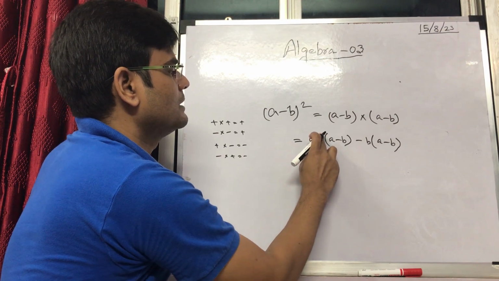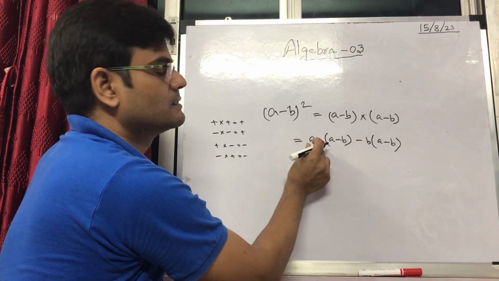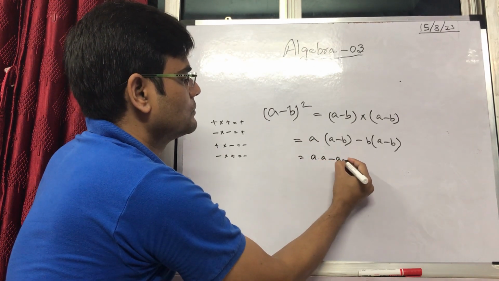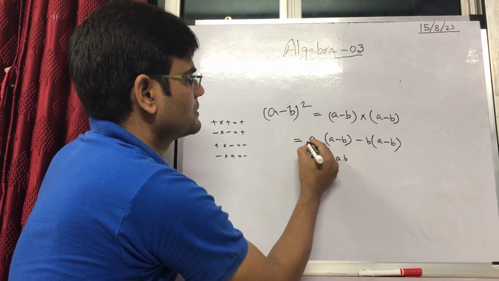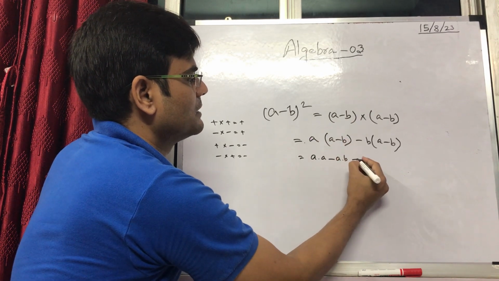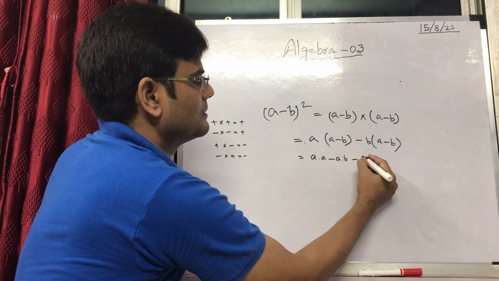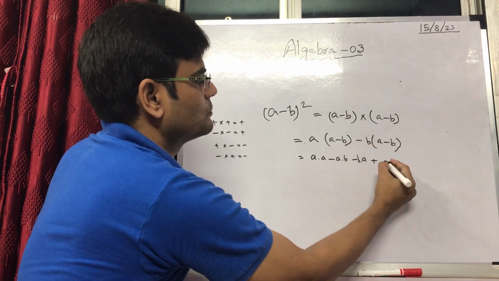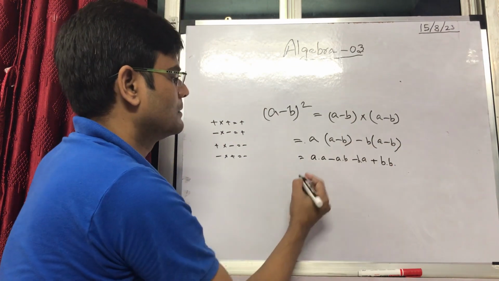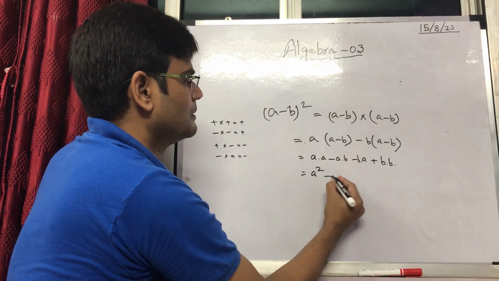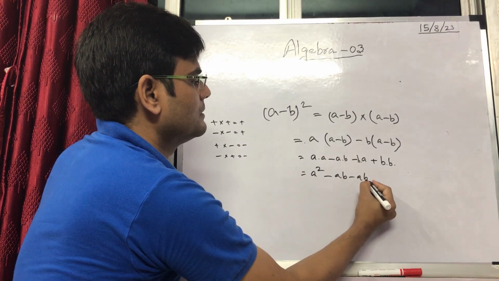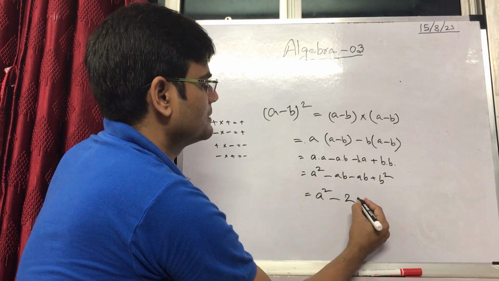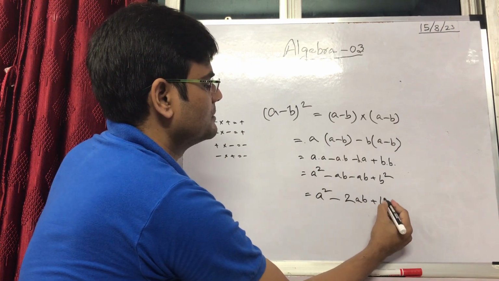Since we don't need to write the into sign, this applies. That is a into a minus a into b, because this is plus, this is minus, minus b into a, which is ab, minus b into minus b, that is plus b into b. a into a is a square minus ab minus ab plus b square, and that gives you the final result: a square minus 2ab plus b square.